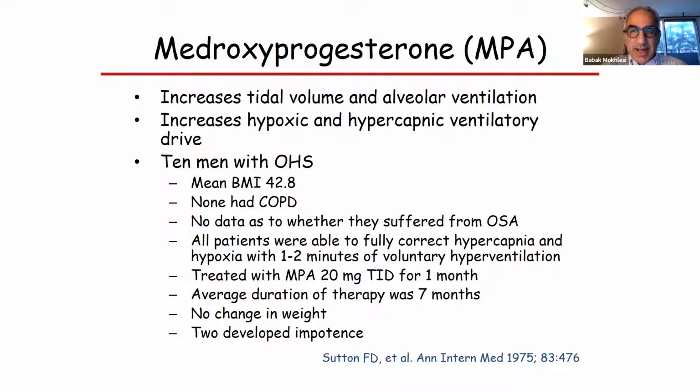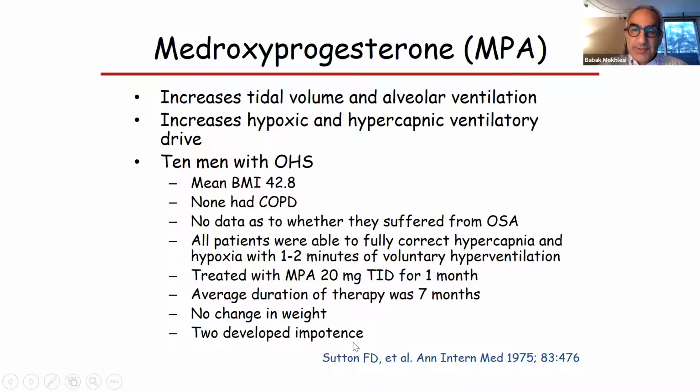Medroxyprogesterone, I've used it a couple of times. It's a concern because this is one of the good studies out there from several decades ago, as you can see. And this was in the era where they were not doing routine polysomnography on these patients. So we don't know how many of these 10 men with OHS actually had OSA. But what you can see here is that when they gave them medroxyprogesterone at a high dose 3 times a day for several months, despite no change in weight, there was significant improvement in their hypercapnia. And I'll show you in a second.